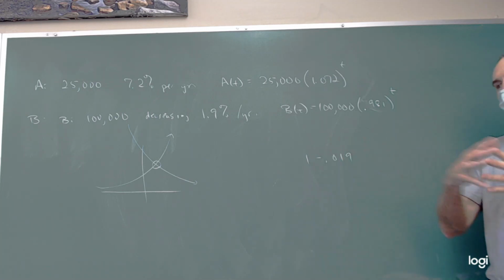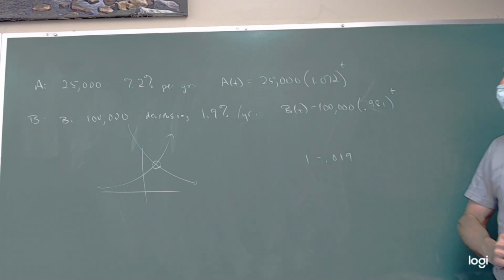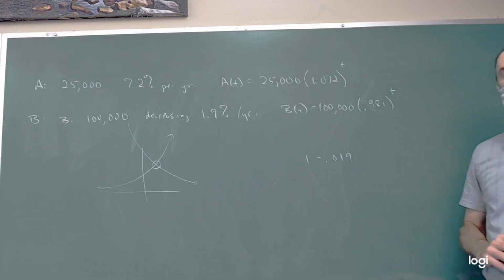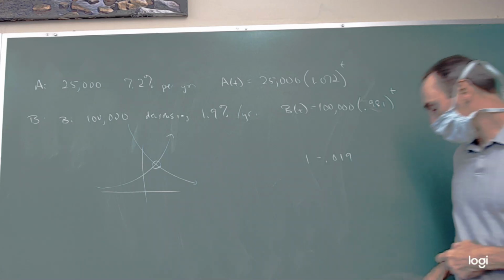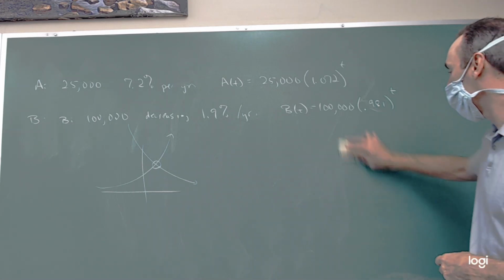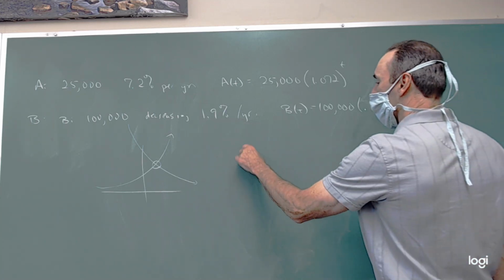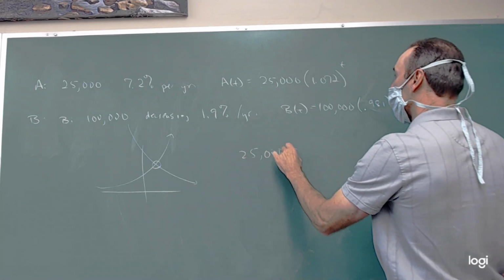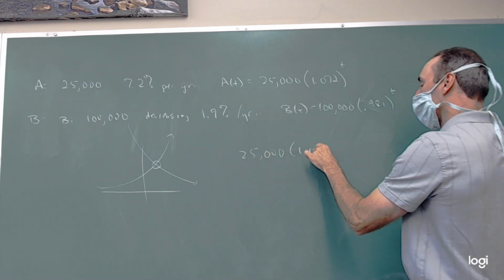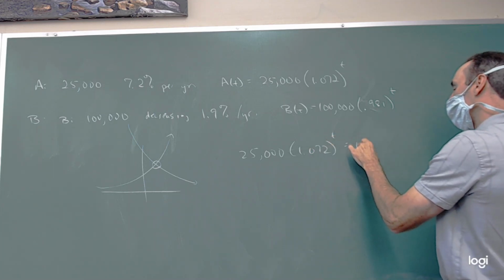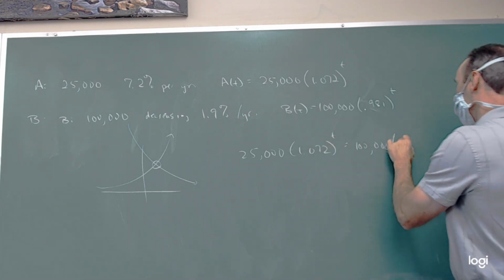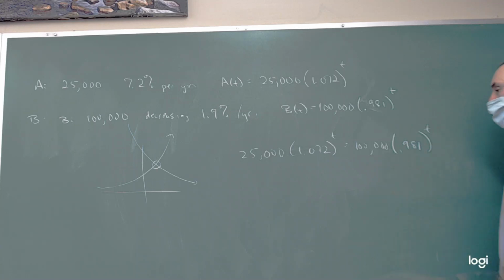The tricky part's going to be, how do you set your window? The biggest one has 100,000. Should we do this one maybe more interesting? We can solve this one without using our graphing part of the calculator. That's more fun anyway. So we'll take the 25,000 times 1.072 to the t equals 100,000 times 0.981 to the t. So without graphing this, then what should we do?